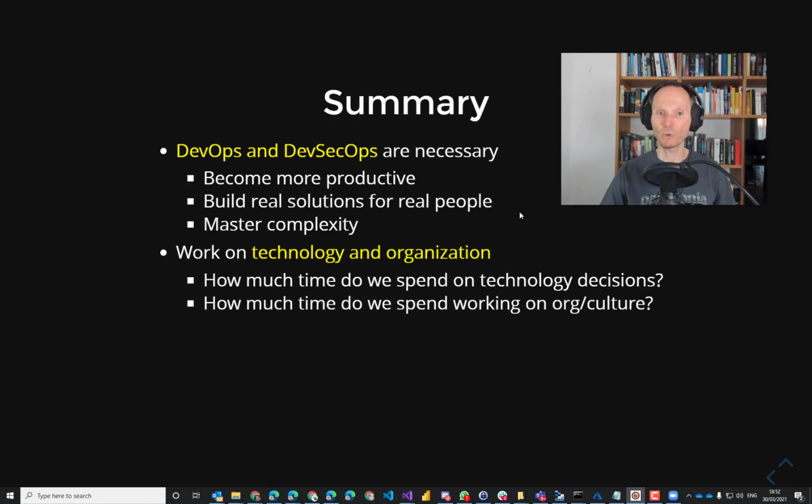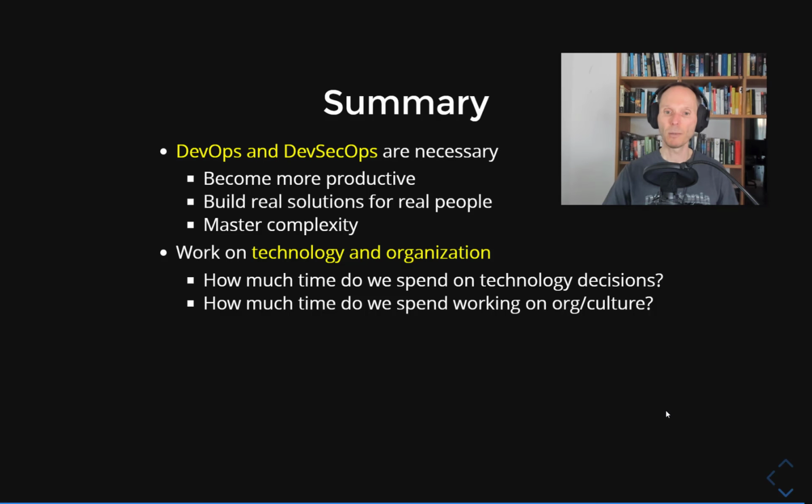To achieve this DevOps and DevSecOps practice, it's super important to work not just on technology, but also on the organization. Ask yourself, how much time do we spend on technology decisions compared to how much time do we spend to work on our organization, on our culture regarding DevOps and DevSecOps? Most companies that I work with spend lots of time on technology decisions, for embracing tools, and they spend way too little time thinking about reorgs, changing of culture, building strong autonomous teams.